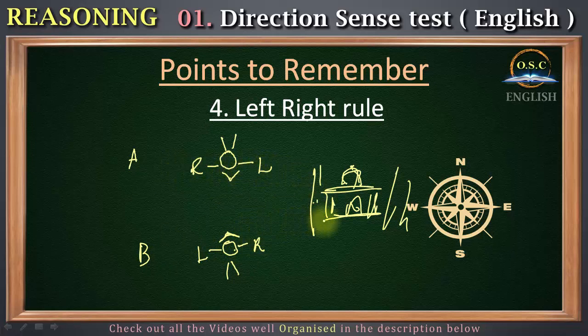So whatever is to the right of this person will be to the left of this person, because they are facing opposite to each other. You will have to know this rule, it's very important.